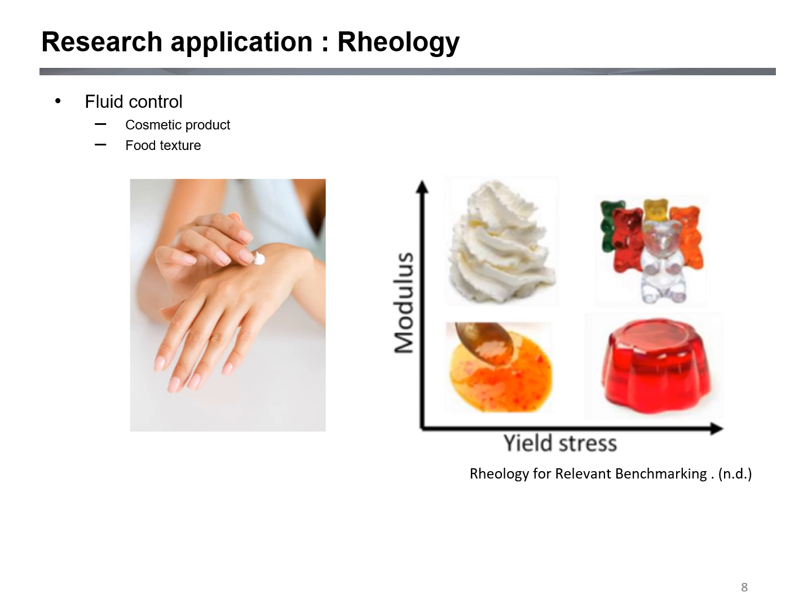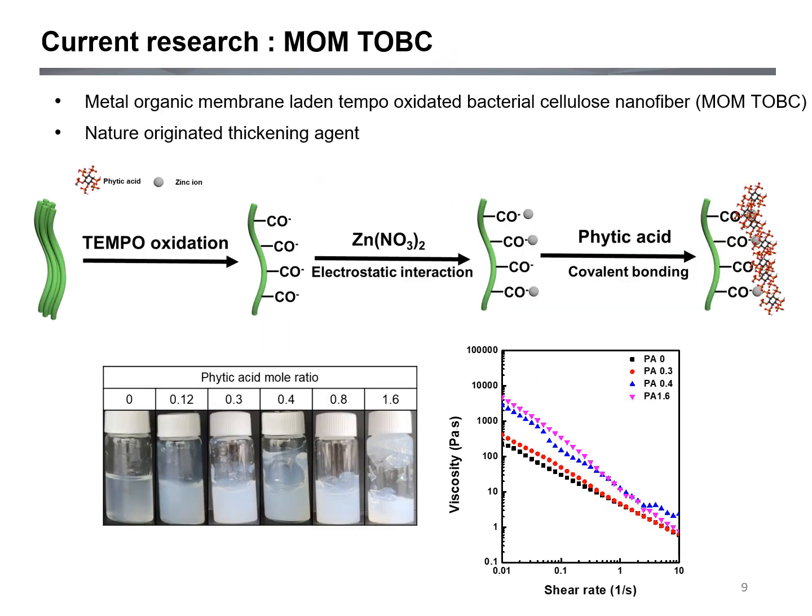From now on, I will explain my recent work. Nowadays, I'm working on making nature-oriented thickening agents. I'm using cellulose nanofiber with a metal organic membrane laid on it. Zinc ion is attached to TEMPO-oxidized cellulose nanofiber by electrostatic attraction. Phytic acid then forms layers by coordination bonding with zinc ion. As a result, the cellulose nanofiber is coated with zinc ion and phytic acid layers.